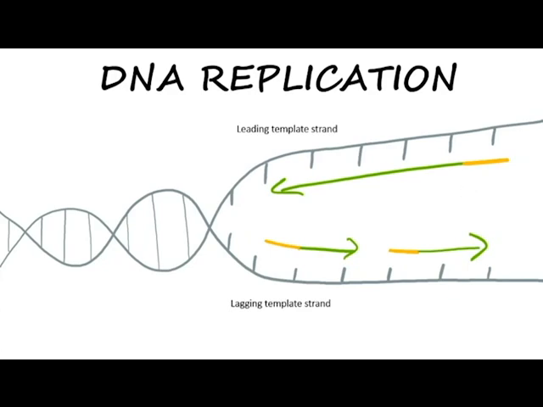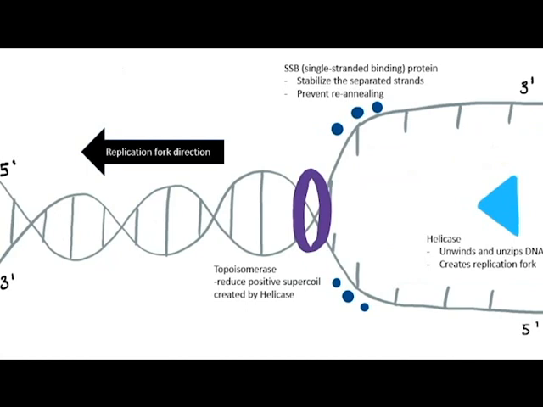So, now the process will start with the unwinding and unzipping of DNA via the helicase, breaking the hydrogen bonds that connect the two antiparallel strands of DNA together. By doing so, the helicase creates the replication fork, which runs in this way, and then the topoisomerase will reduce the twisting or the positive supercoil created by helicase. And one type of topoisomerase is DNA gyrase.